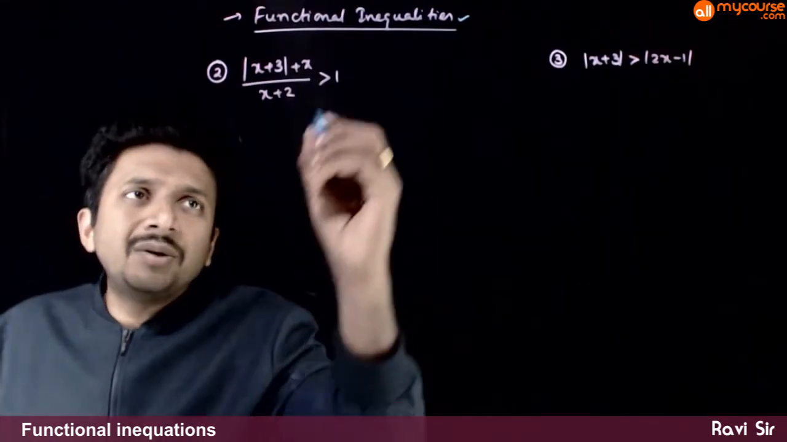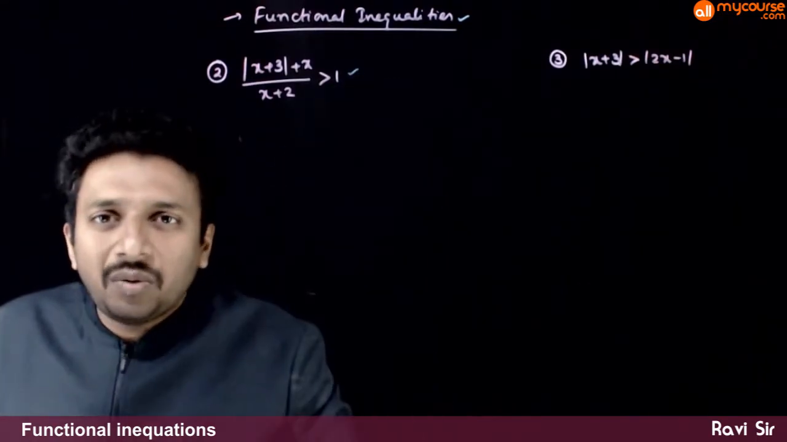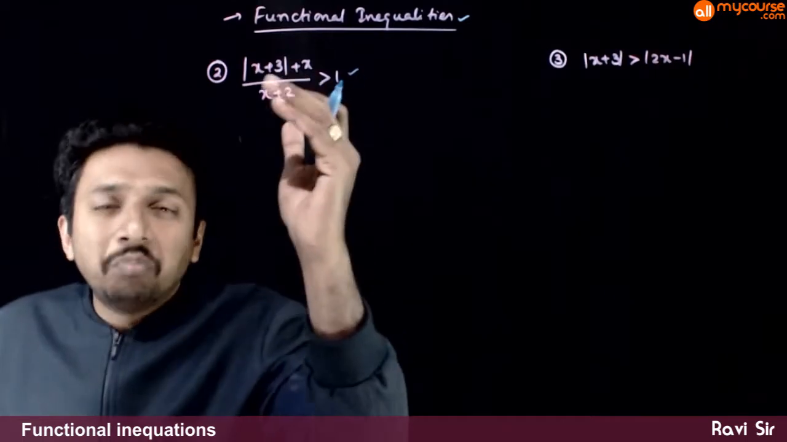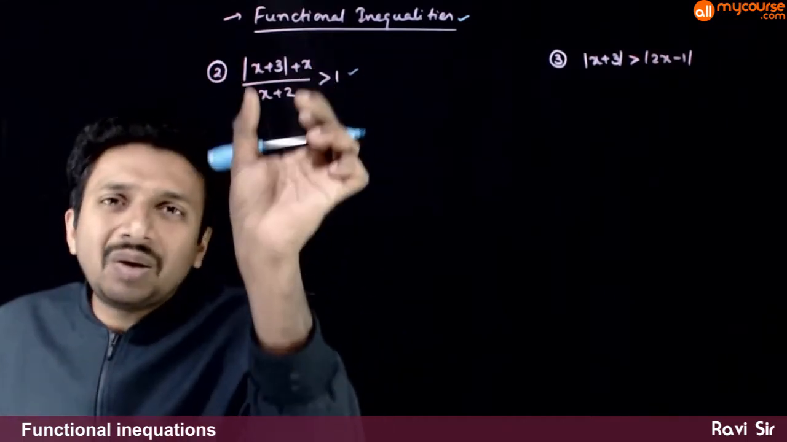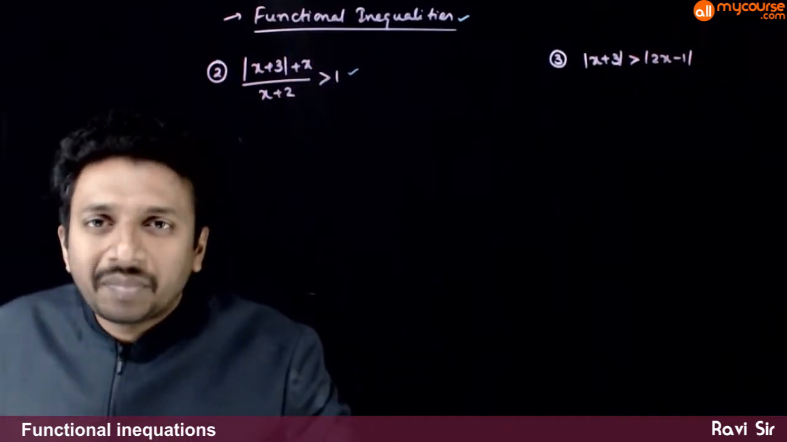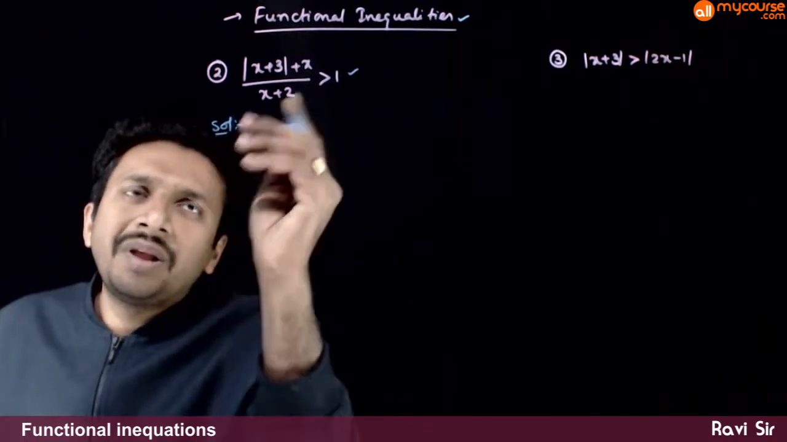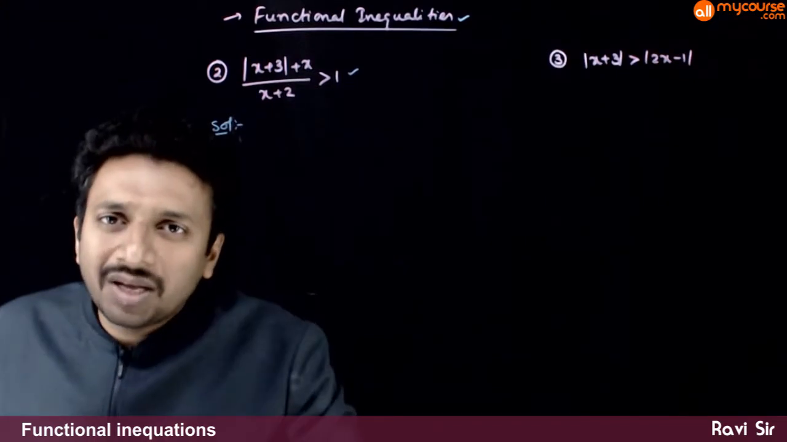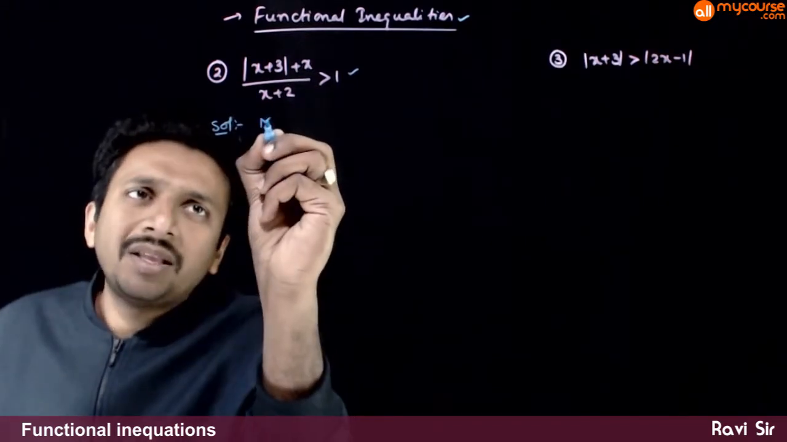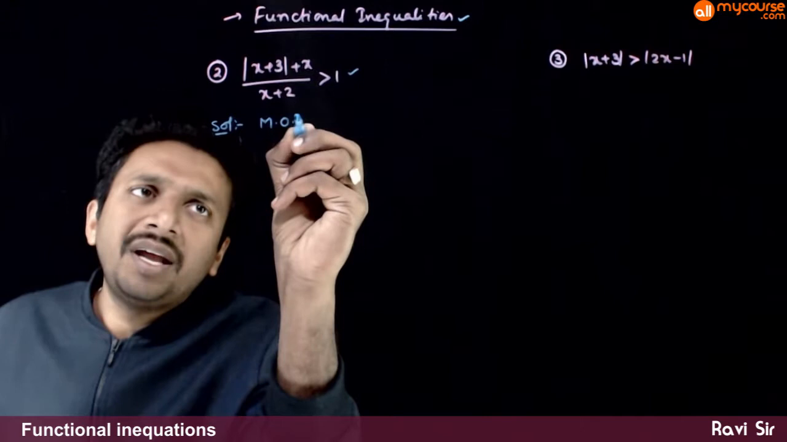Next, let us look at a slightly more complicated inequality involving mod. This is a rational inequality involving mod. So how do we solve this? Whenever a slightly complicated inequation comes, we use something called the method of intervals.